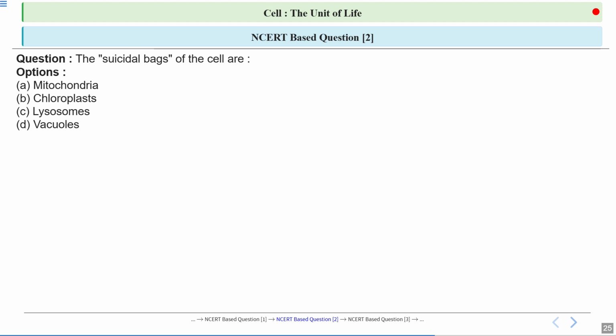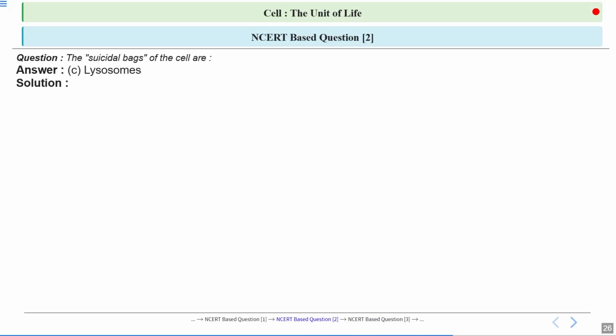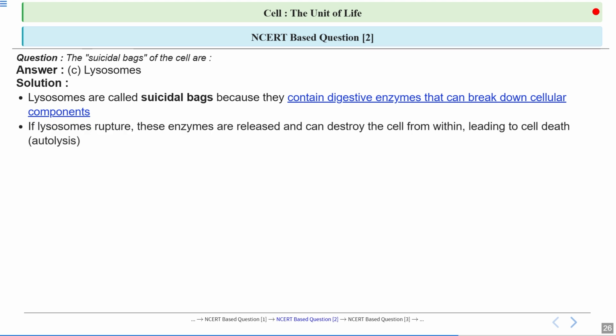So let's have a look at the answer. Option number C will be the correct answer, lysosomes. Lysosomes are suicidal bags because they contain digestive enzymes that can break down these cellular components. They consist of proteases, nucleases, carbohydrases, and lipases.